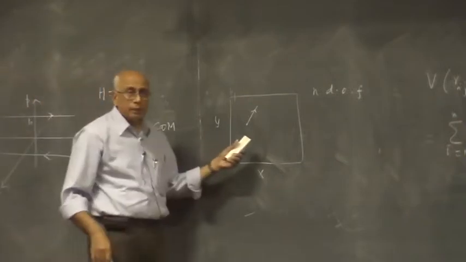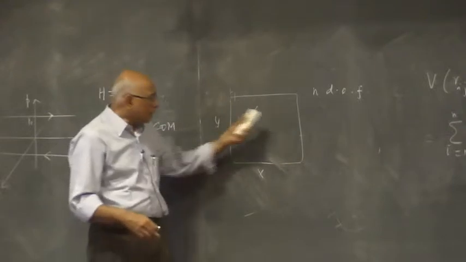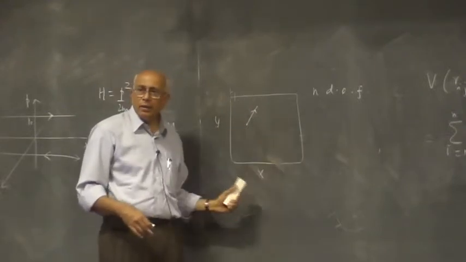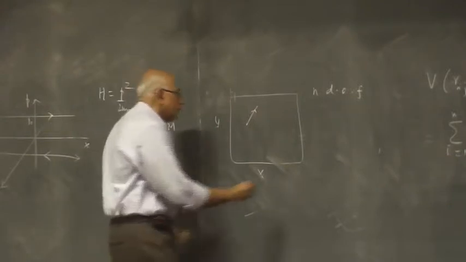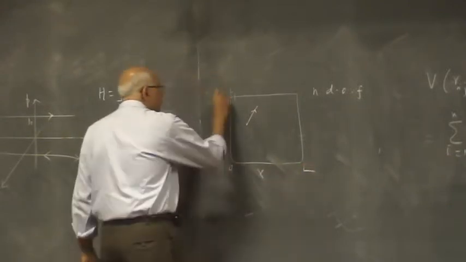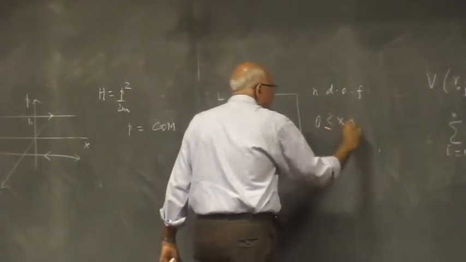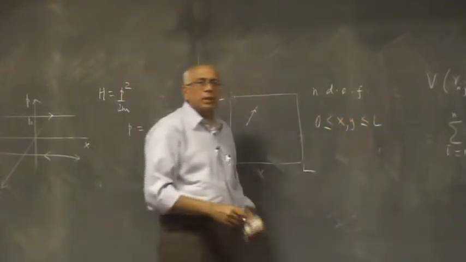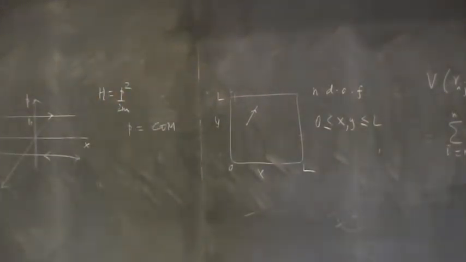Well, it's a free particle. It's a free particle inside here. And the constraint that it stays inside here is a non-holonomic constraint, because if this is L and 0 and L, it says 0 less than or equal to x, y less than or equal to L. So this is not an integrable constraint. So it's not going to decrease the number of degrees of freedom at all. Just an inequality. So there are still 2 degrees of freedom, a 4-dimensional phase space.